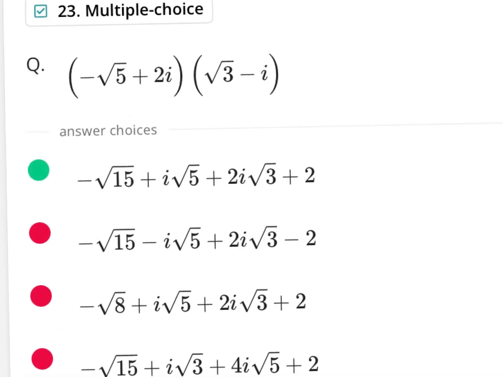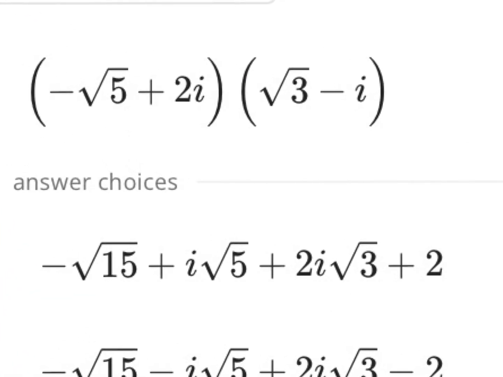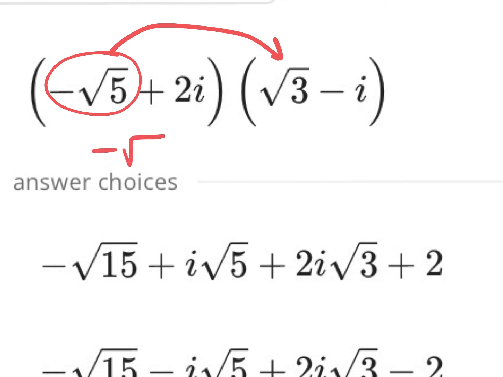Moving on to imaginary numbers, let's distribute. Negative square root of 5 times square root of 3. We have both square roots and imaginaries in there. That would be negative square root of what? 15. Okay, and then negative square root of 5 times negative i. What's a negative times a negative? Positive. And we have a variable times a square root. Just put them together, the variable and then the square root.